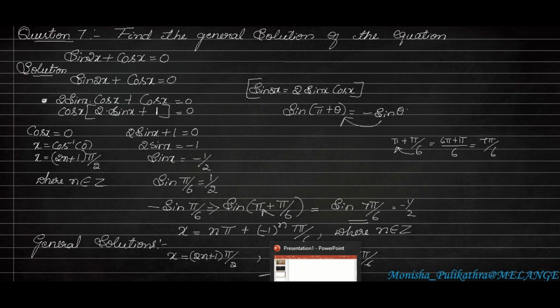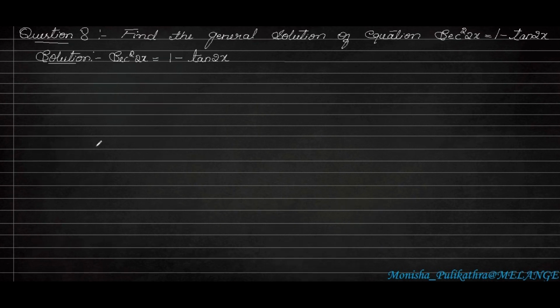I hope you understood this. So let us move on to the 8th question. Here we need to find out the general solution for the equation secant square 2x is equal to 1 minus tan 2x. So before doing that, we have to memorize an identity.